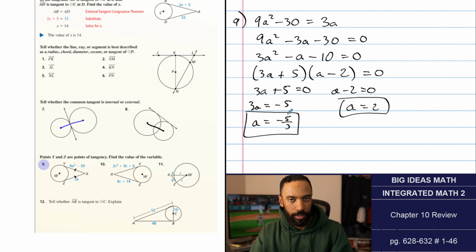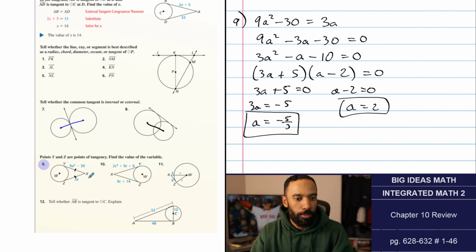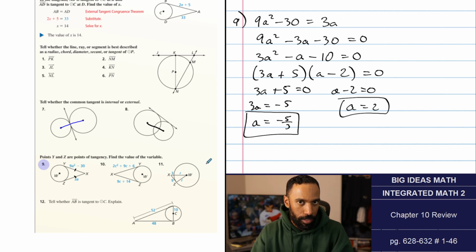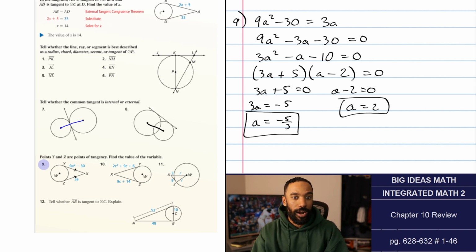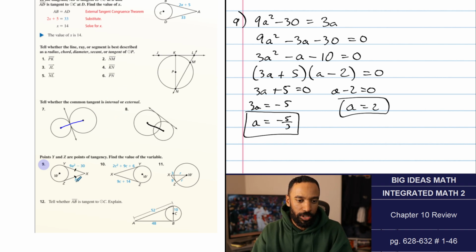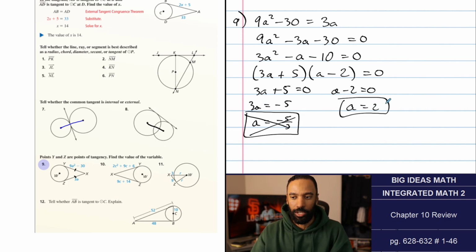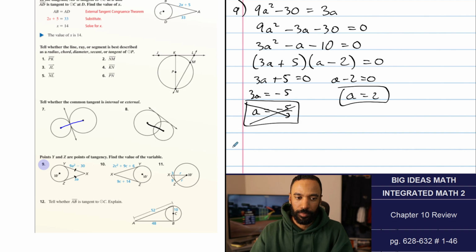Do both answers work? When I plug in 2, I get positive numbers out for both. When I plug in -5/3, I actually do get a positive number for this first one. But I get a negative for, well, actually, I take it back. They'll both be negative. When I square this, it starts positive, but -30 must turn negative, and this part turns negative. So the -5/3 actually doesn't work. It's just a equals 2 that actually applies to this one.